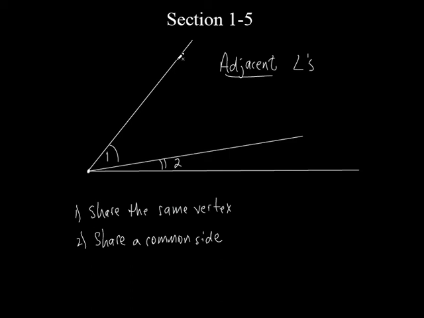Which one's the common side? Do they both share this side right here? Do they both share this side right here? They do? Angle 1 has this side? No, angle 1 doesn't have this side. Angle 2 doesn't have this side. But what about this one in the middle? It's not necessarily in the middle, but it's in between them. Look at angle 1. Angle 1 has this middle side, doesn't it? And angle 2 has this middle side right there. So both of these things are true. They share the same vertex and they share a common side. That's adjacent angles.